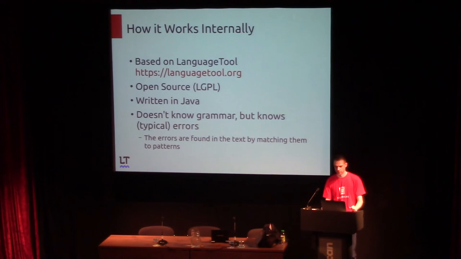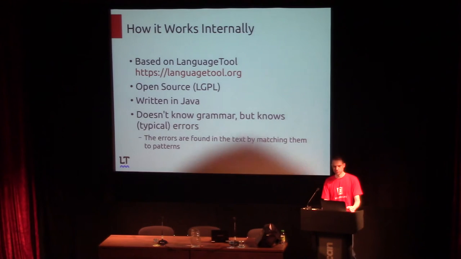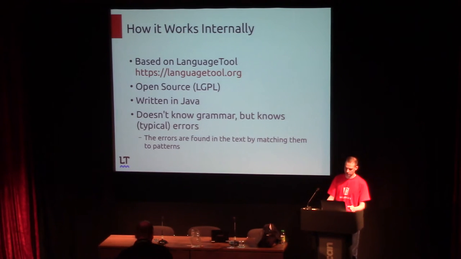So how does this work internally? As the name already suggests, it's based on Language Tool. Language Tool is open source software published under the LGPL. It's written in Java. And the interesting point is that it doesn't actually know grammar. So if you're in school and you learn a second language, your teacher will tell you how a sentence looks to be correct. What we do instead is we scan for typical errors. And we express these errors as patterns, and then we just search for these patterns in the text.